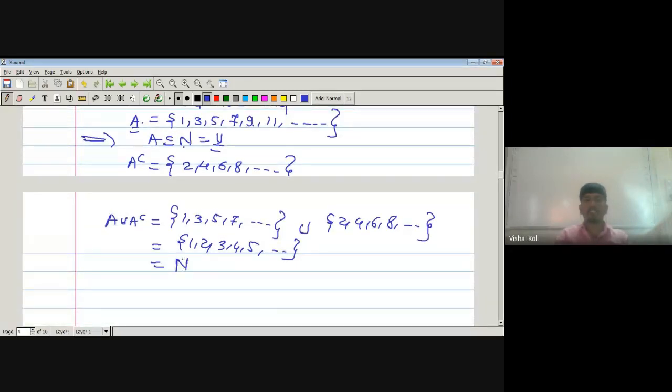Therefore, if N is the set of natural numbers and capital A is a set which contains all the odd integers, then its complement contains all the even numbers. Since A is a subset of N, it contains the odd positive integers. As A contains all the odd positive integers, A complement must contain all the even positive integers. Their union is nothing but capital N.